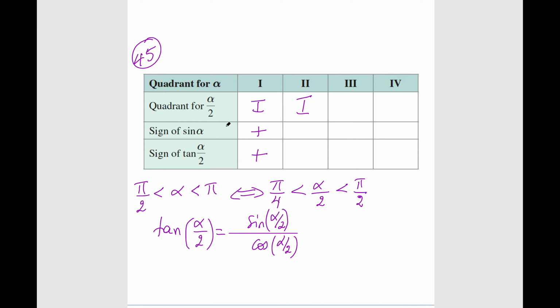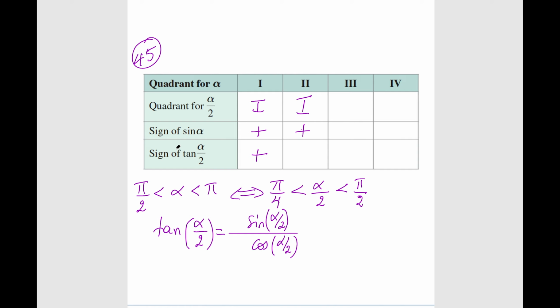Okay. Now, what's this guy? What's this sign here? The sign of sine alpha. Alpha is in quadrant 2. What's the sign there? Is it positive or negative? Quadrant 2, the sign is positive. It's the y value, right?